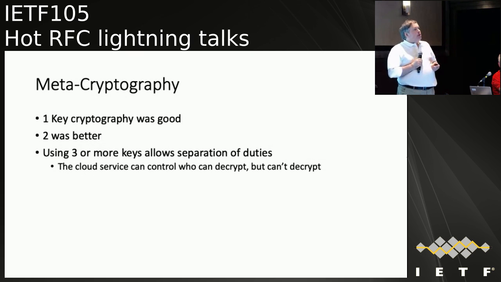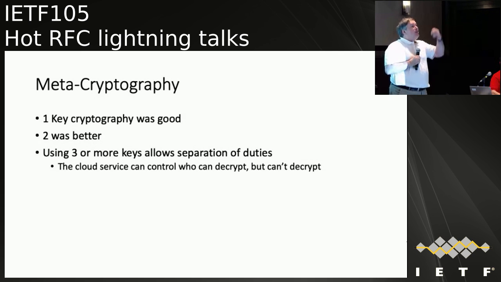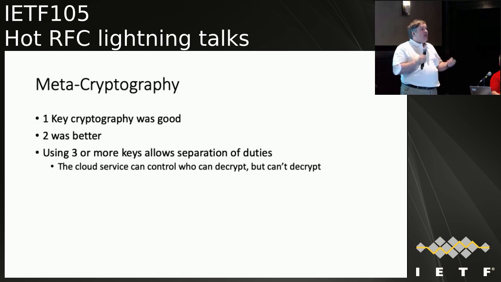So it's based on the principle of using more advanced cryptography than in Bruce Schneier's book. One key cryptography is great, DES. You can do a lot with DES, but two key is better because you can separate out the roles of encryption and decryption. If one is good and two is better, why don't we try three, four, five, separate the roles out more and we can do more cryptography. And more cryptography means more security, yes.